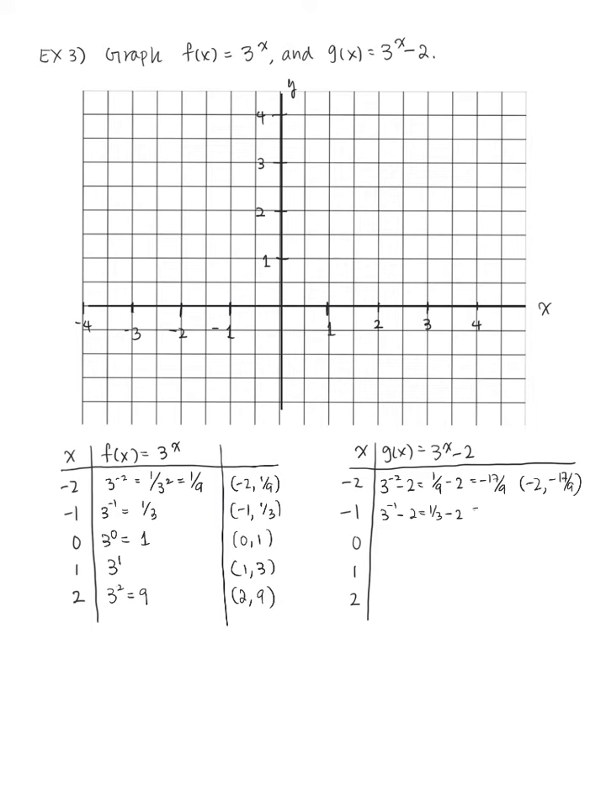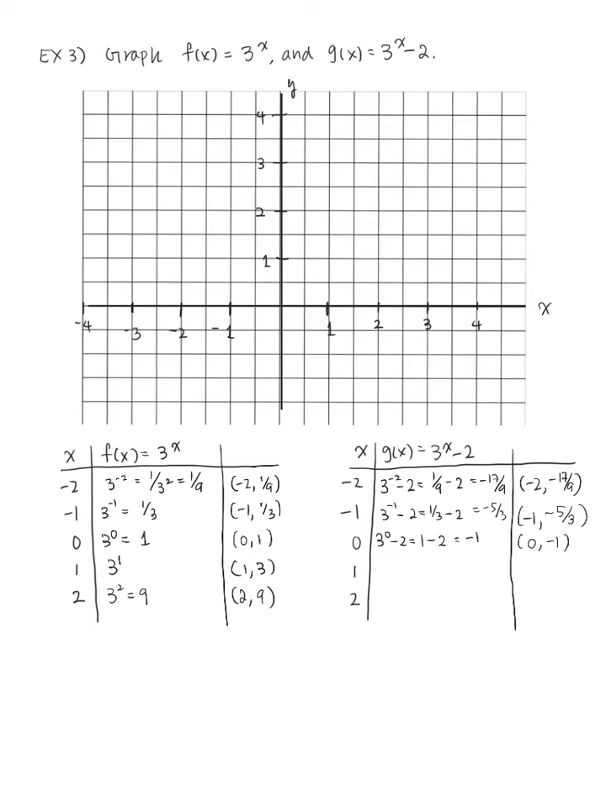And what the heck is that? -5 over 3? So here, we need to plot -1 comma -5 over 3. And when x is 0, be careful here, you're going to have 3 to the 0 minus 2, which is 1 minus 2, which gives us -1. So here we need to plot 0 comma -1.